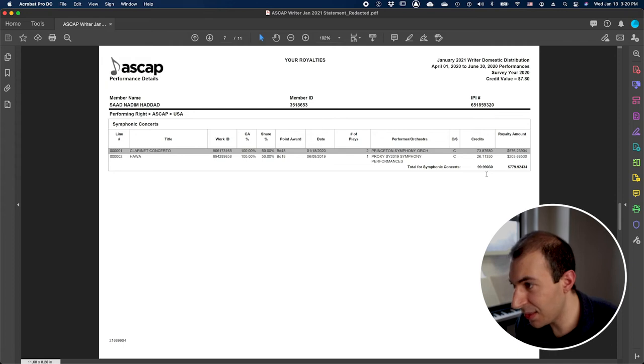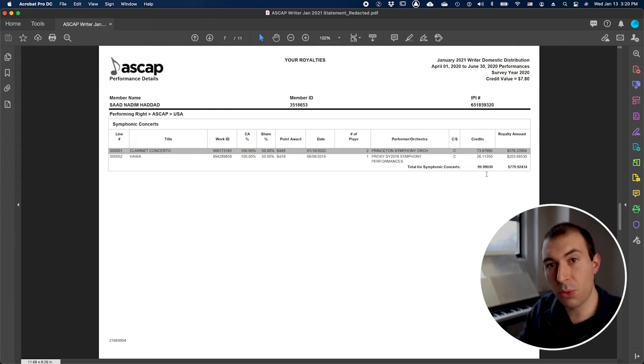Now, the very last thing I want to mention on this page is the point award. We have BD48 for the clarinet concerto, and then we have BD18 for Hawa. So these designations are for the different types of pieces. I don't know specifically what BD48 stands for. I've been trying to find it on the ASCAP website. If anybody knows, please also write that in the comments. But this is something that I would like further clarification on. So they get two different kinds of credits here.